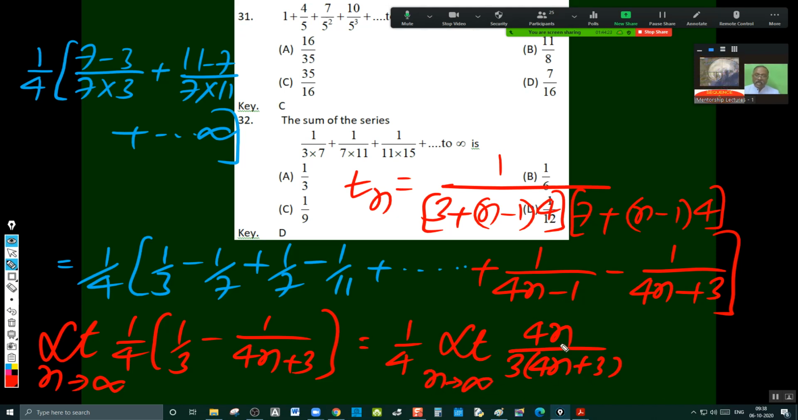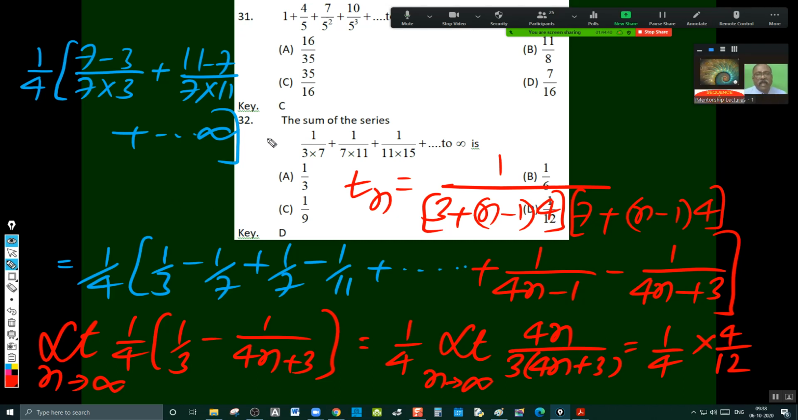What do you get? The coefficient of n is 4 there in the numerator, and the denominator coefficient of n is 12. So what should be your answer? 1 by 12 is the answer.